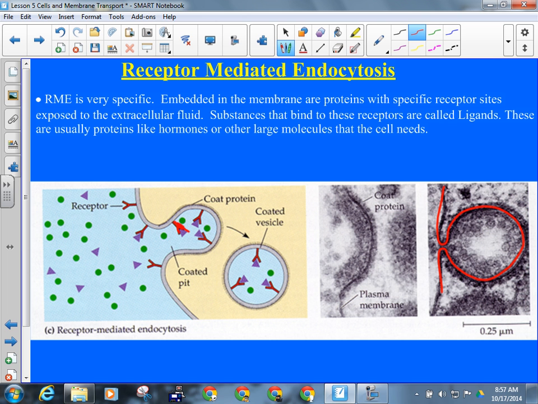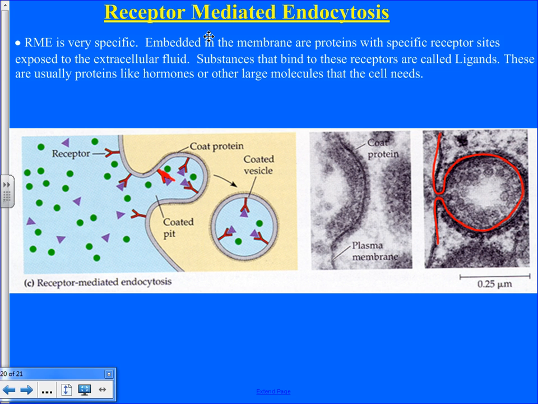All right, so like we said here, the substances that bind to those receptors are called ligands, but you're not really going to need to know that. They're usually proteins, like hormones. So receptor-mediated endocytosis is usually transporting large proteins and other large molecules that the cell needs. Phagocytosis is usually the ingestion of food. Pinocytosis is always the ingestion of fluid, water.